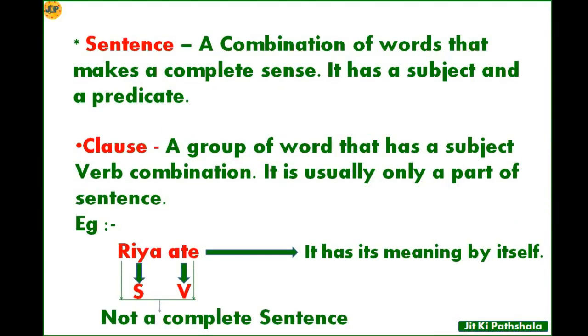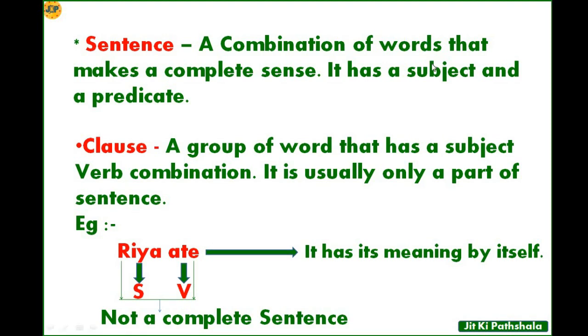Before we learn what is clause, let's see what is a sentence. A sentence is a combination of words that makes a complete sense. It has a subject and a predicate. A sentence actually makes a complete sense. It gives a complete meaning, and it has a subject and a predicate.